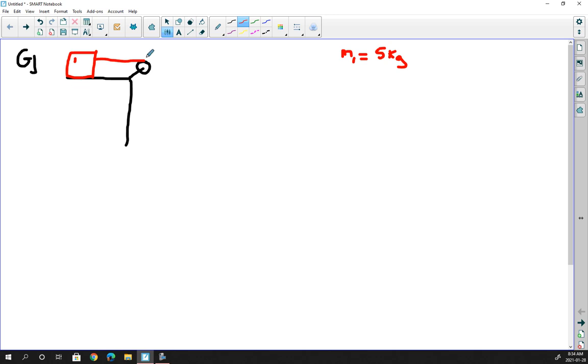And let's say that this surface right here has a coefficient of kinetic friction, so there's some friction involved, of 0.05. So it's pretty low friction. And let's say that hanging over the edge here is mass 2. Let's say mass 2 is equal to 10 kilograms.